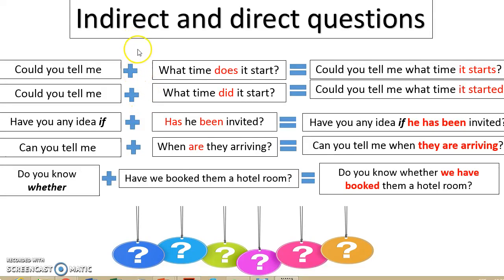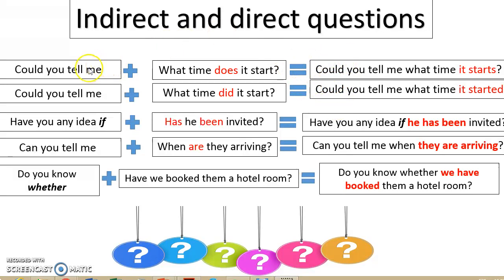This is our video tutorial about indirect and direct questions. It is really simple. First, what you have to consider is that we have some phrases here. On the left side we have some phrases that are useful to make indirect questions. In the middle we have some direct questions, right? Questions that you normally ask. And here we have the result, which is pretty much the combination between the phrases for indirect questions and direct questions. So what we have here as a result is an indirect question.